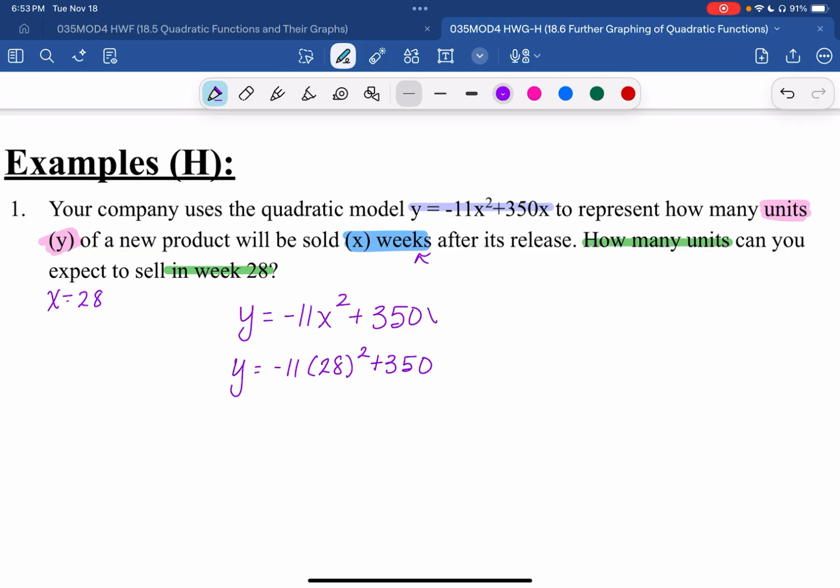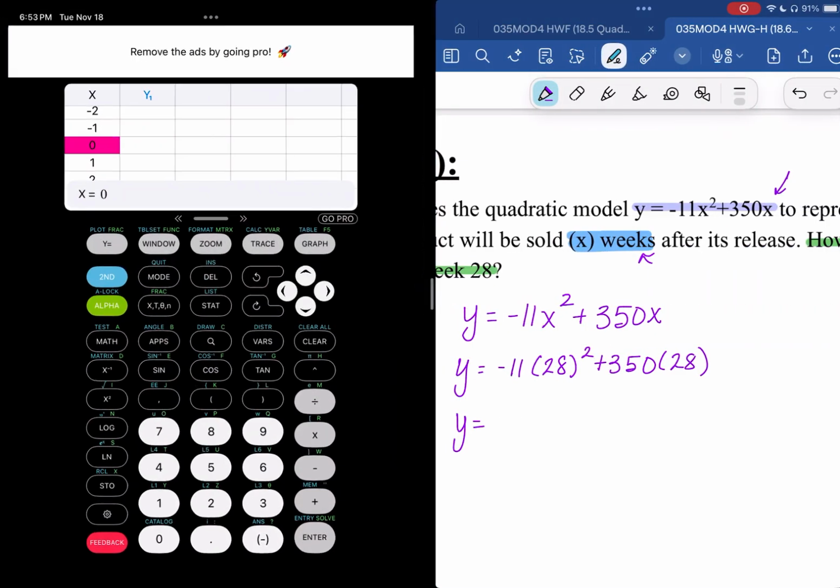Oh, and I did not write my x there. Sorry. You guys see that? I missed that x. Okay. And then I can go to my calculator. I can plug all that in.